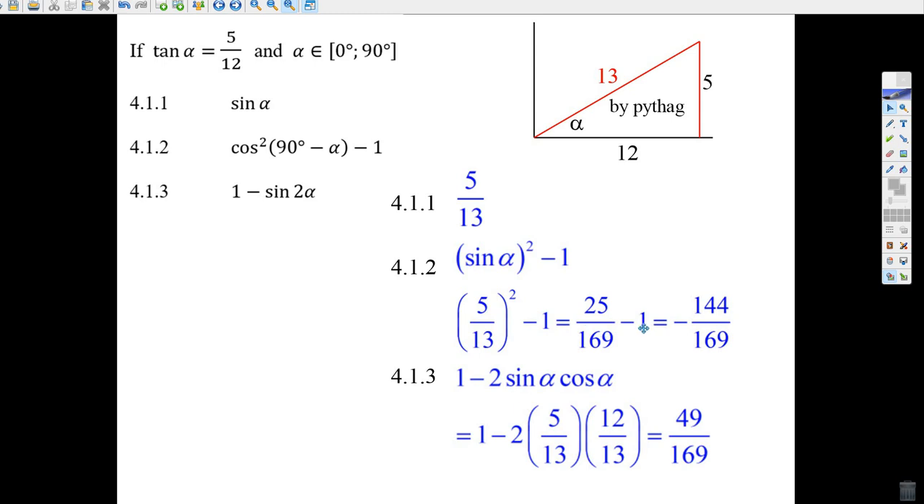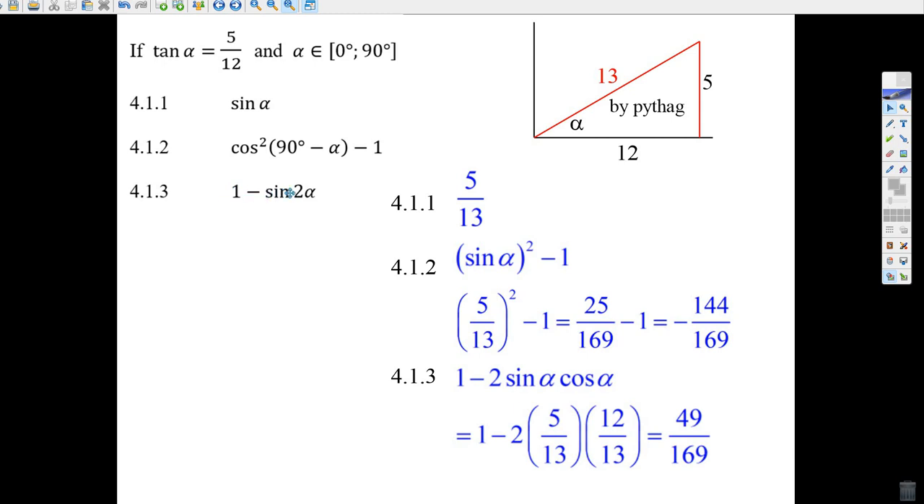And we subtract 1 from that. And on our calculator, or if we're pretty good at fractions, we could just say, hey, that's negative 144 over 169. Now, here's the next question.